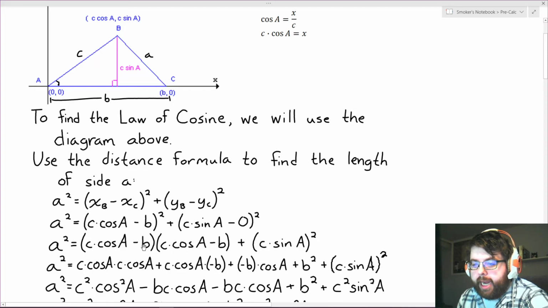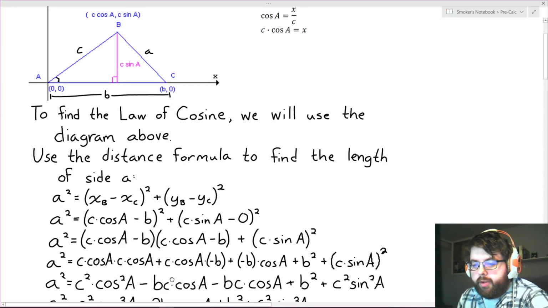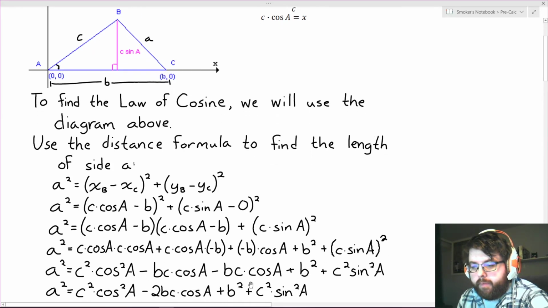Then I have a negative B, so this is first, and then outer, negative B times C cosine A, and then inner, negative B times C cosine A, and then last would be negative B times negative B, which is positive B squared, and then this C squared sine squared A. So we have 2 of the same terms here, BC cosine A, which becomes 2BC cosine A.